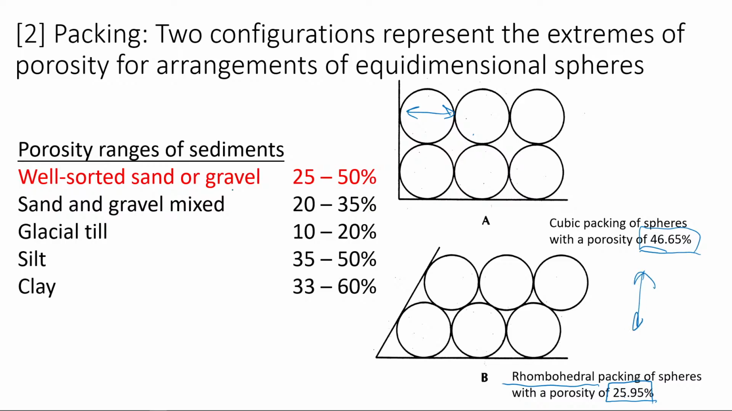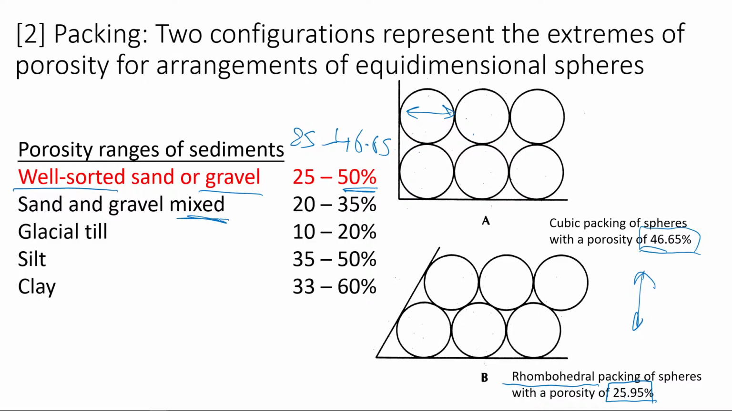And that's why well-sorted sand and gravel varies from 50%, this number here should be 46.65 but it's just approximated to 50%, to this number here, 25%. Now we understand why well-sorted sand or gravel will have this porosity. It depends on packing. Now let's look at another thing.